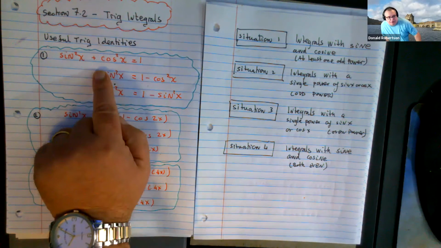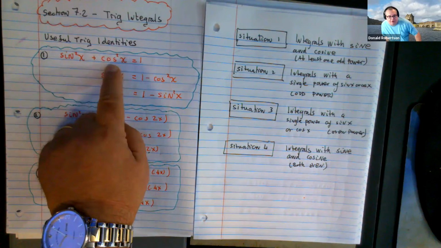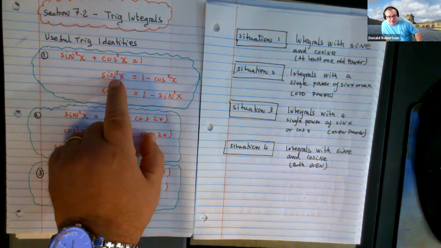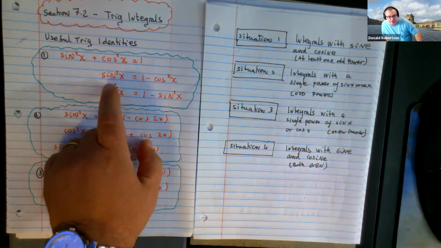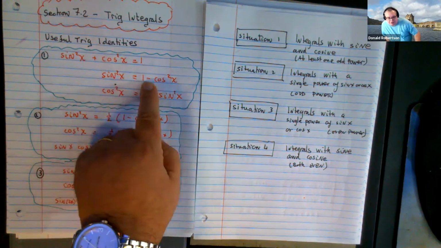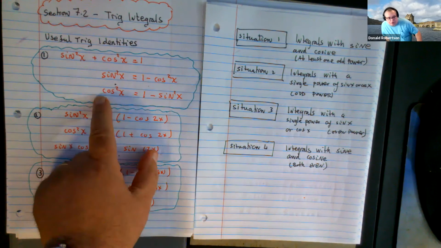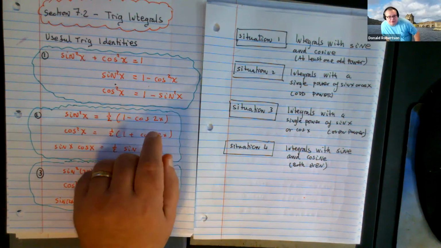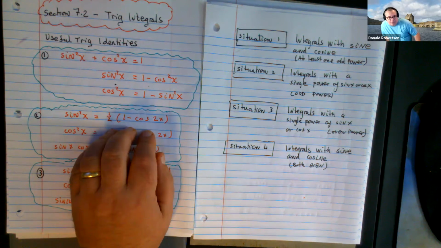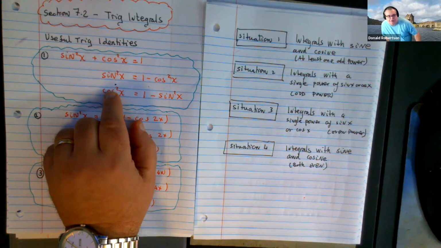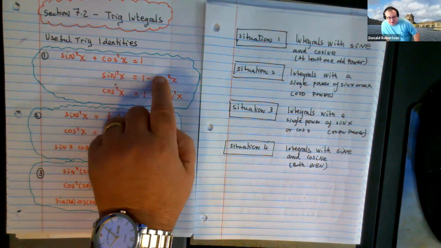This one here uses sine squared plus cos squared equals 1. You're probably not going to use that one much, but you are going to use these 2 versions of it. If you rearrange this one, sine squared can be written as 1 minus cos squared, and cos squared can be written as 1 minus sine squared. That's because in some of the integrals that we're going to do, there's going to be a sine squared or a cos squared left over, and you want to rewrite these in terms of the other trig.